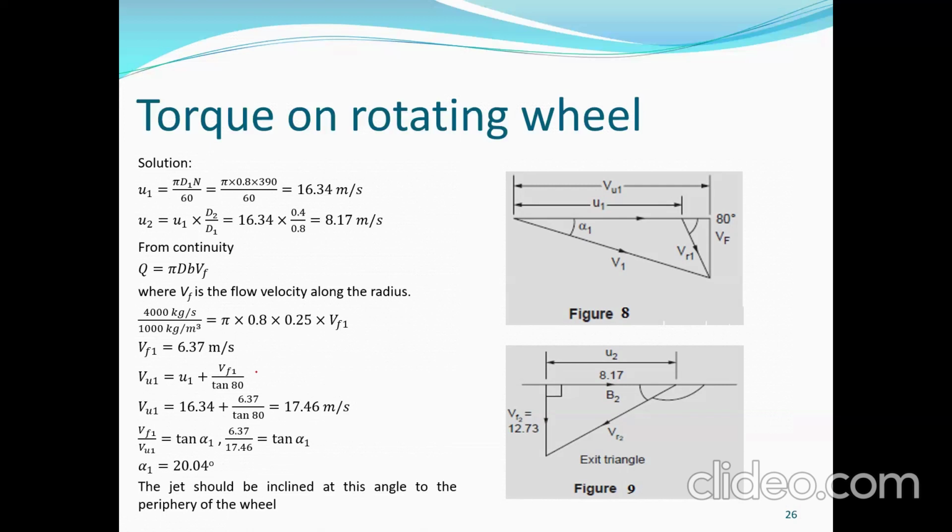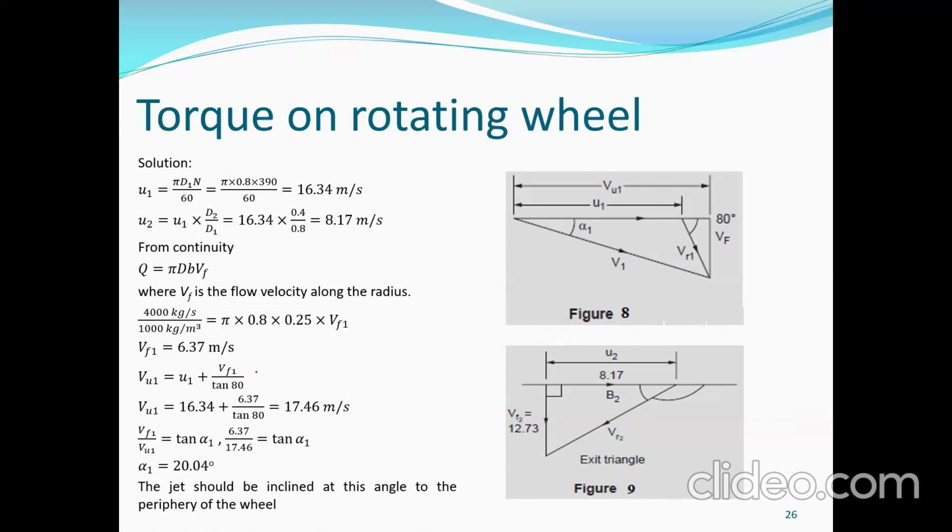U1 is equal to pi D1 N over 60, which is pi times 0.8 times 390 over 60, which is 16.34 meters per second. U2 is equal to U1 times D2 over D1, or the same equation, pi D2 N over 60. So it will be 16.34 times 0.4 over 0.8, which is 8.17 meters per second.